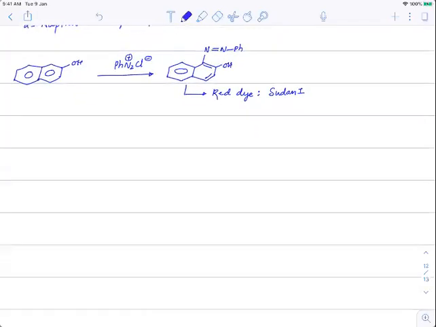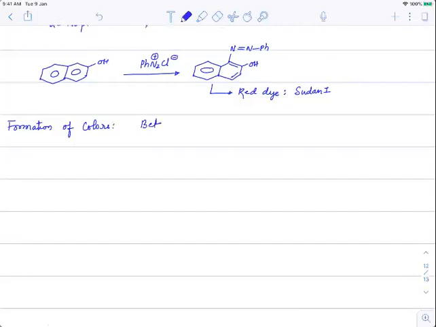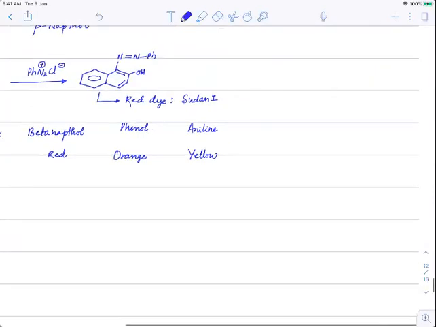See, the better way of remembering the colors, right? So formation of various colors. If it is beta naphthol, it is red color. If it is phenol, it is orange color, so I'll write it as orange. If it is aniline, then it is yellow color. Remember it as ROY.